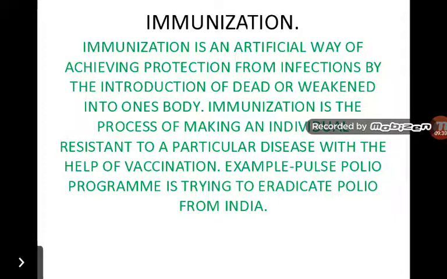Now, what is immunization? Immunization is an artificial way of achieving protection from infections by the introduction of dead or weakened germs into one's body. Immunization is the process of making an individual resistant to a particular disease with the help of vaccination. Example, Pulse polio program is trying to eradicate polio from India.